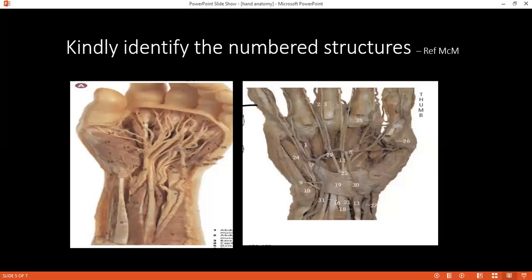And 29, last one here. This is the flexor retinaculum. 29 is the one I want you to tell me, please. 29 is the superficial palmar arch. How is it formed? It's formed mainly from the ulnar artery together with the deep branch of the radial artery.